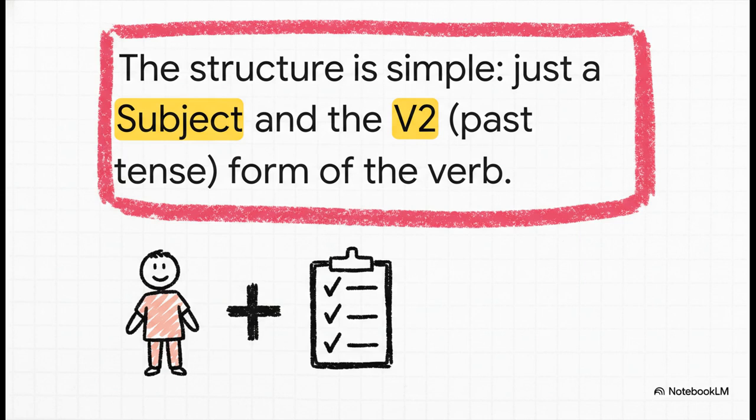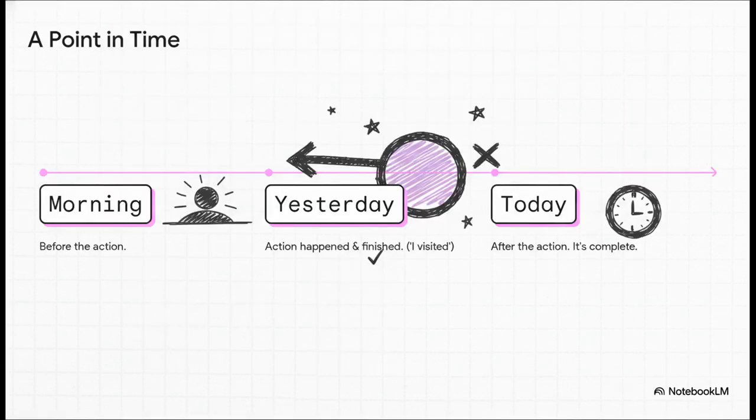And the formula for this, it couldn't be easier. You just take your subject, like I, and you add the V2, or the past tense version of the verb, like visited or helped. That's literally it. This timeline just shows it perfectly. See? The simple past isn't about how long something took, it's just a single, solid dot on the timeline of the past. It happened, it's done.